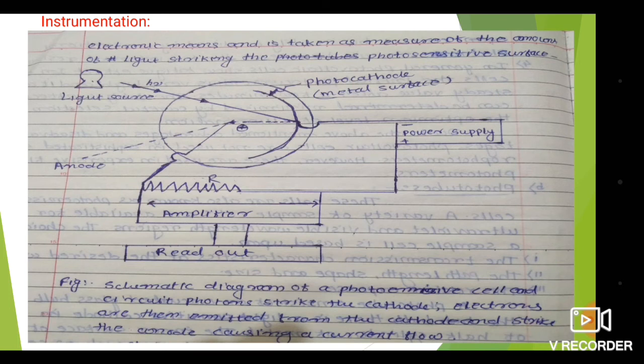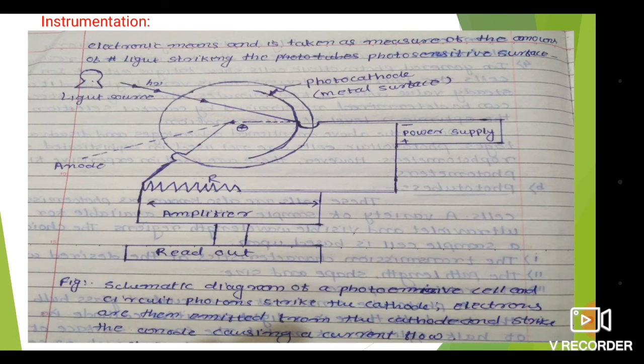So when the light falls on this, the photoelectron gets emitted, and it is attracted by the anode. Due to the flow of these electrons, there occurs an IR drop across the resistance RL. This drop is directly proportional to the current, and this current may be amplified by electronic means and taken as the measure of the continuous light striking the photosensitive surfaces.